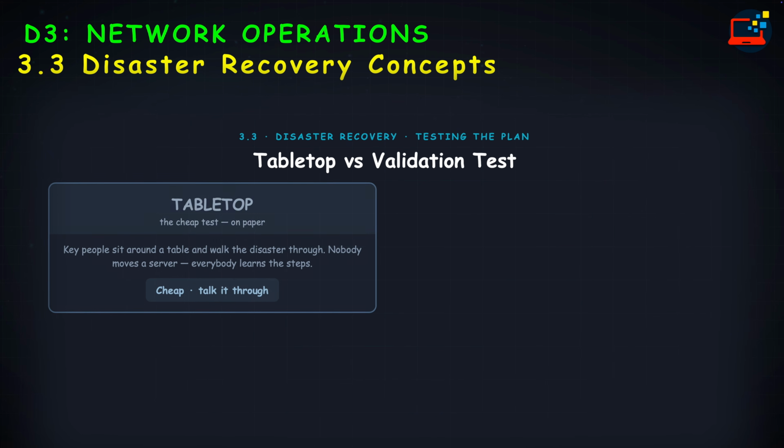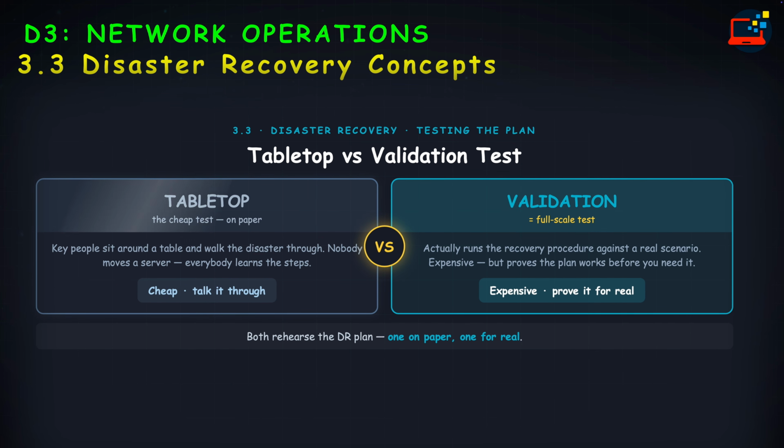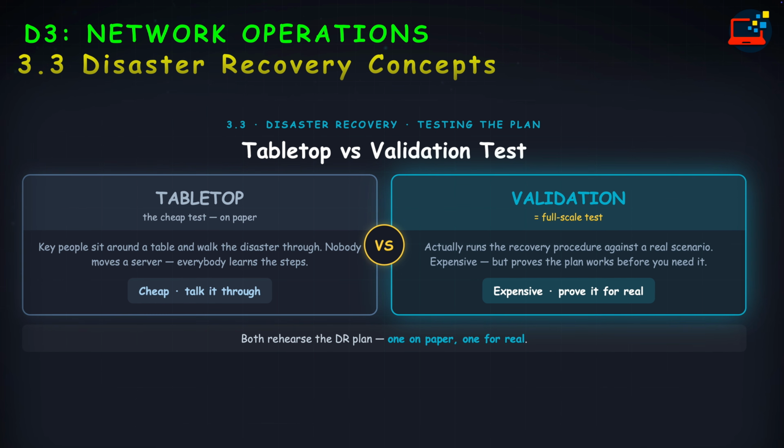And you test all of this. A tabletop exercise is the cheap test. Key people sit around a table and walk through the disaster on paper. Nobody moves the server. Everybody learns the steps. A validation test or full-scale test actually runs the recovery procedure against a real scenario, which is expensive but proves the plan works before you need it.